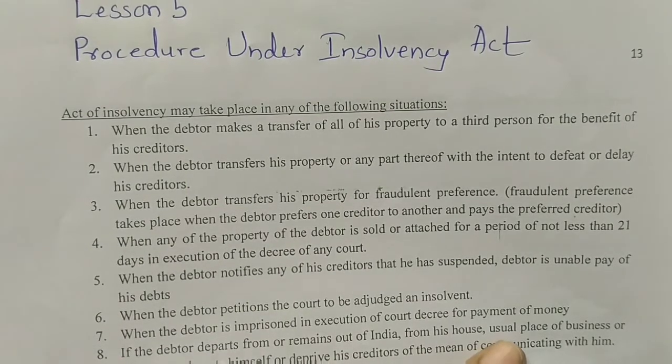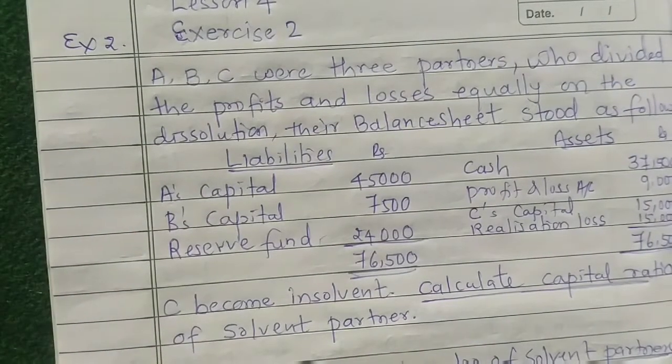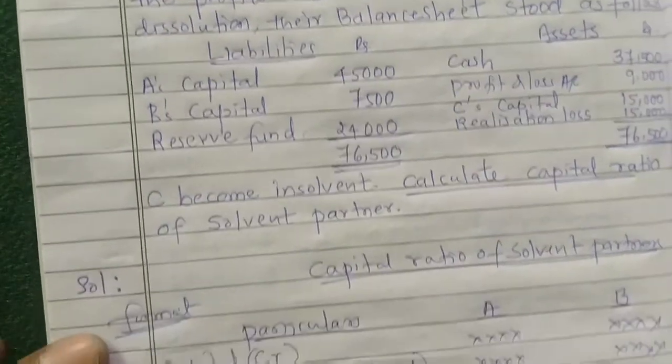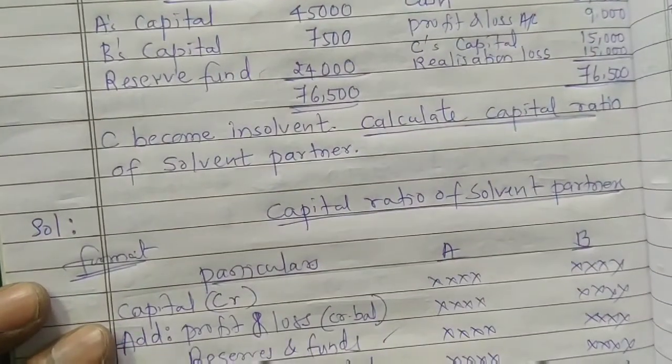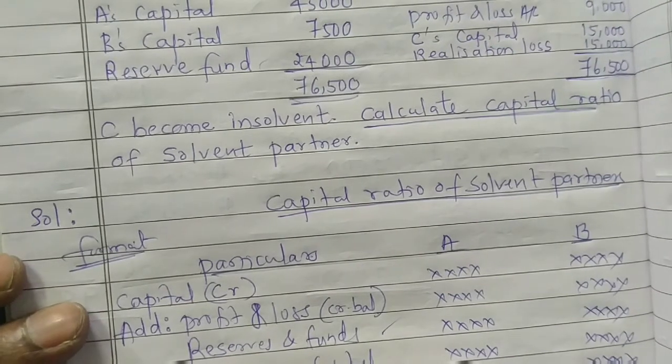Before proceeding to today's lesson, I want to quickly recap what we did in the previous lecture. In the previous lecture, we learned an exercise problem and therein how to calculate the capital ratio of solvent partners, and one small problem we learned in lesson number 4.